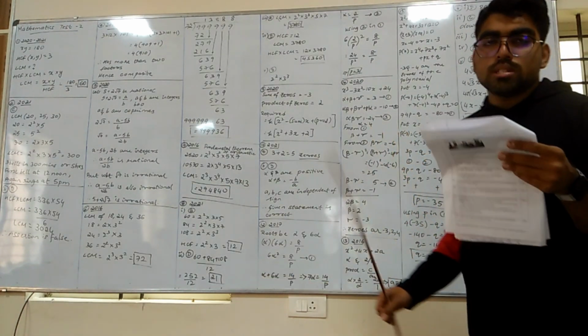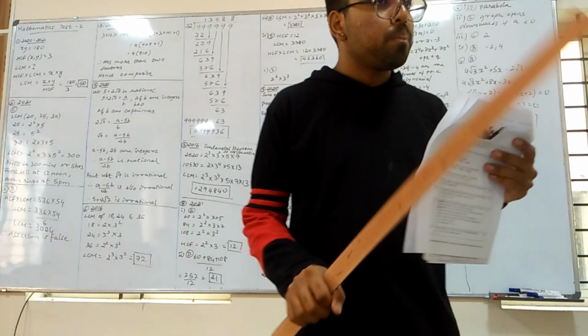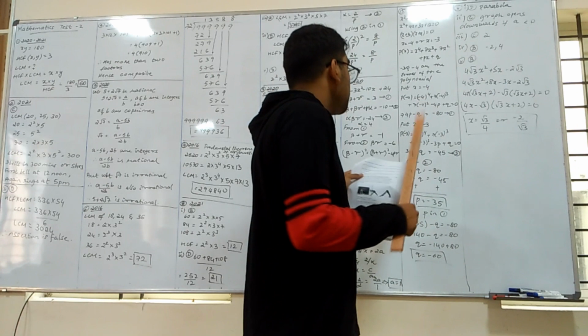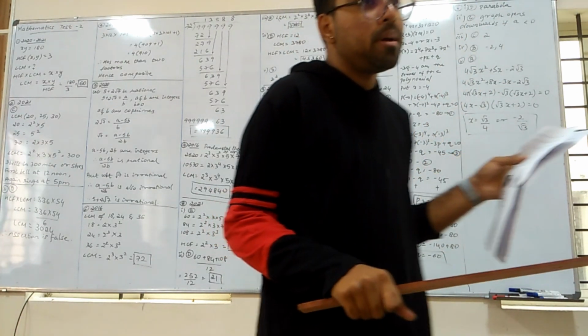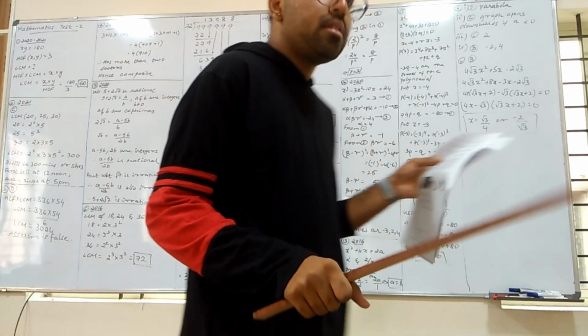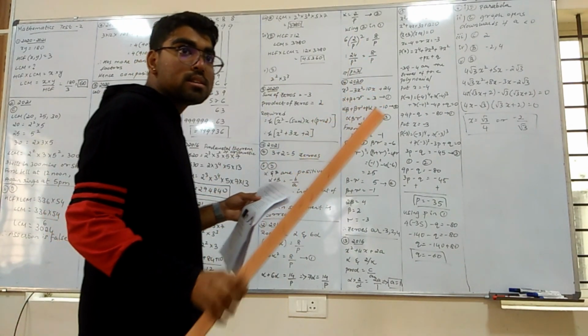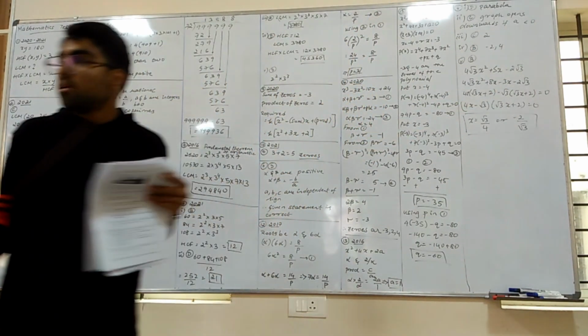Sum of the roots is equal to minus b by a. The formula is minus b by a. What is your b over here? b is minus 3. Minus of minus 3 by 1 is plus 3. That is equation number 1: sum of all the zeros.